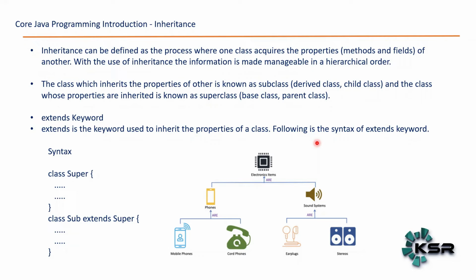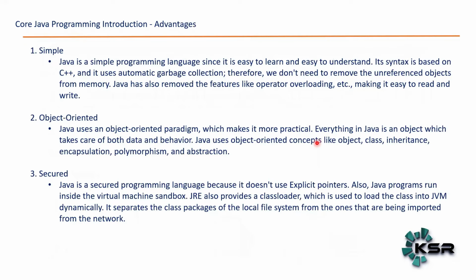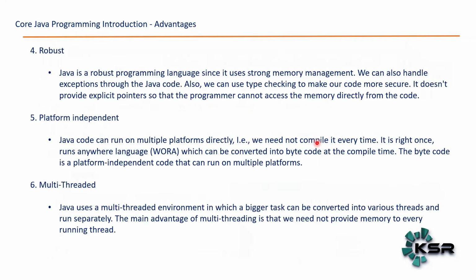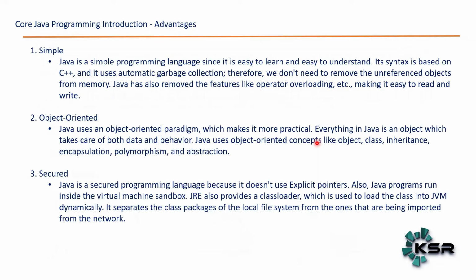So here we will see what the advantages are of going through these different concepts. Why are we considering Java? What do you mean by object oriented? What is secured, robust, platform independent, multi-threading? All these concepts we'll see. Java is a simple programming language and easy to understand. In the initial stage it may be a little bit complex, but when you try to understand and then code, it will be easy. And it uses garbage collection.